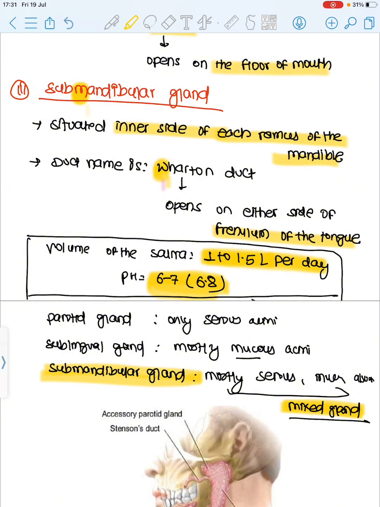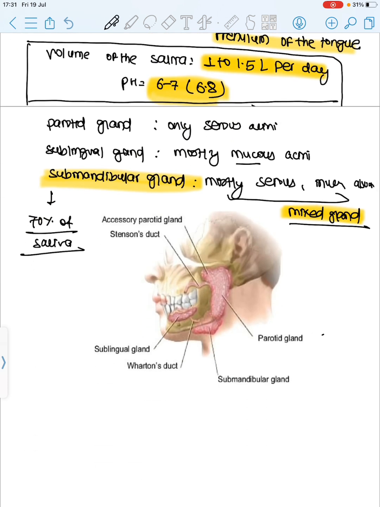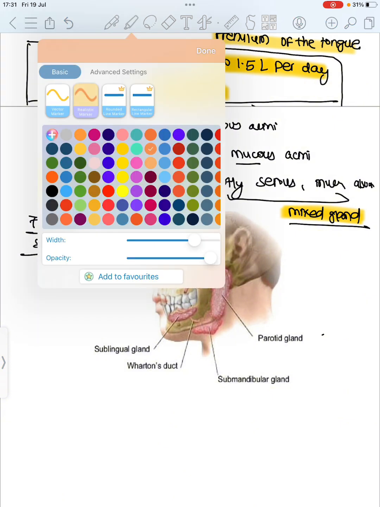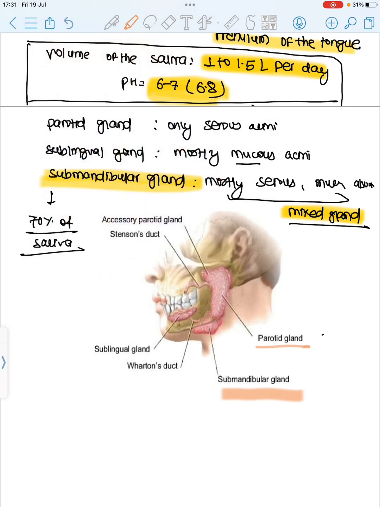Another thing to be noted is that the submandibular gland secretes about 70% of saliva. 70% of saliva. Now let's talk about this figure. This figure shows the submandibular gland. This is the parotid gland. This is the Stenson duct.